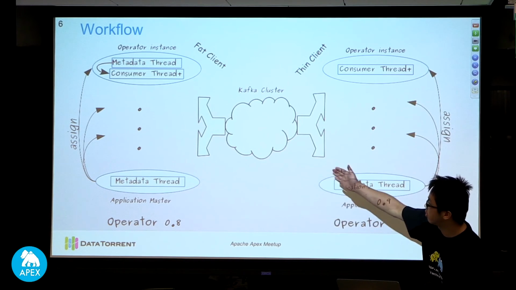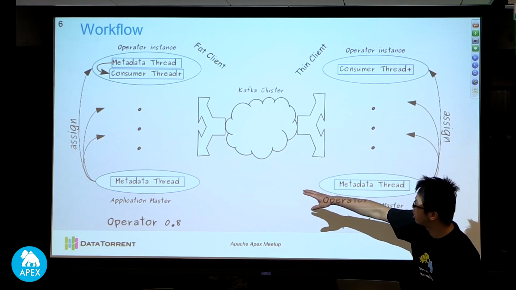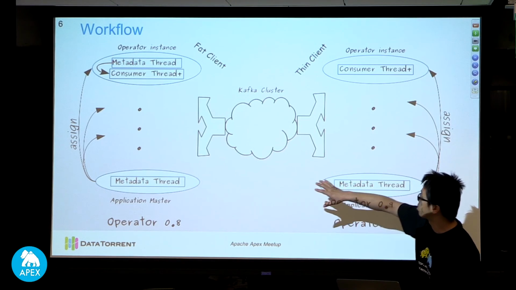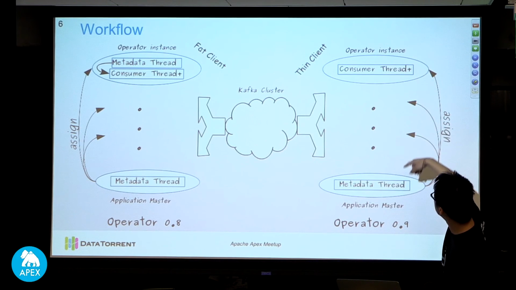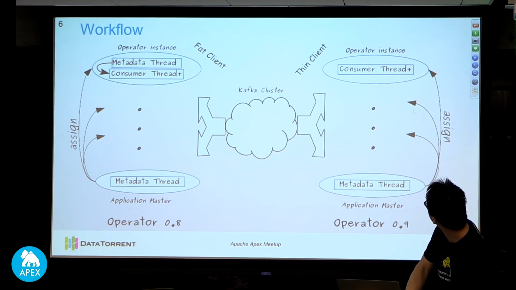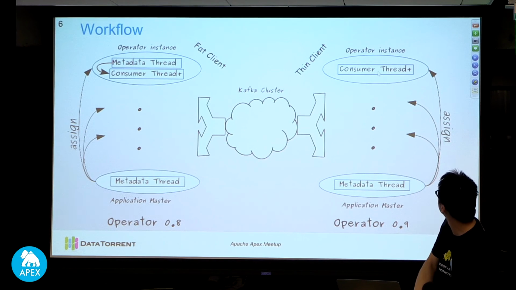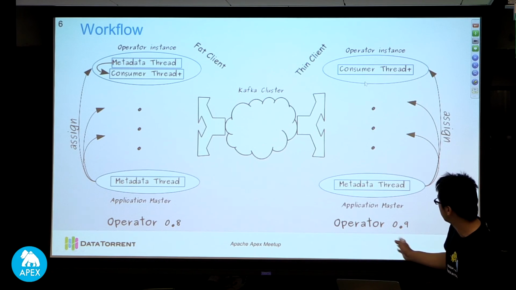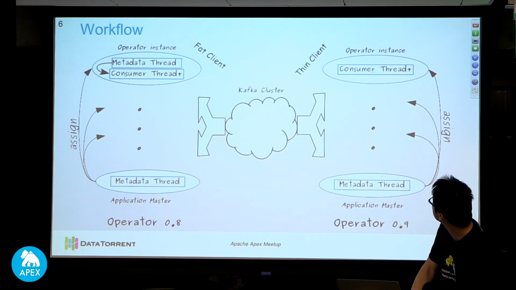And based on different partition strategies, it will calculate, from the Kafka partition metadata, how many operator instances you want to have, and then assign a set of Kafka partitions to each instance. So till now, the old one and the new one are the same. But if you look inside each operator instance, they are working differently.